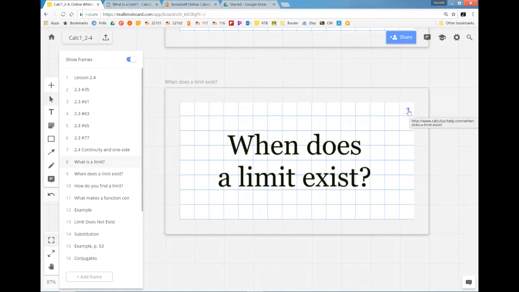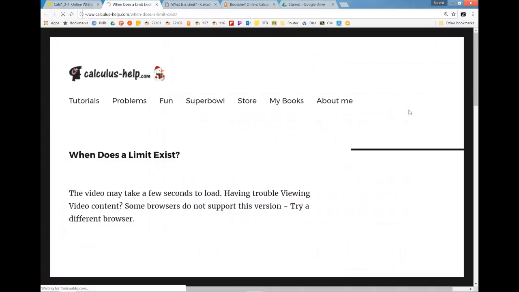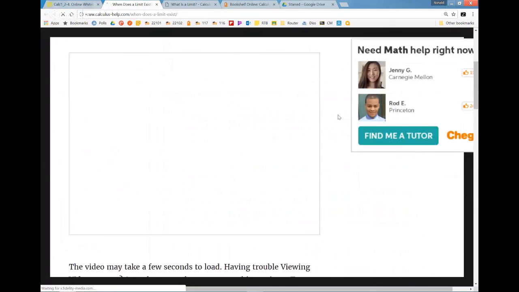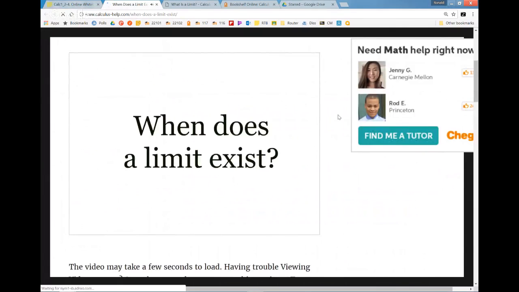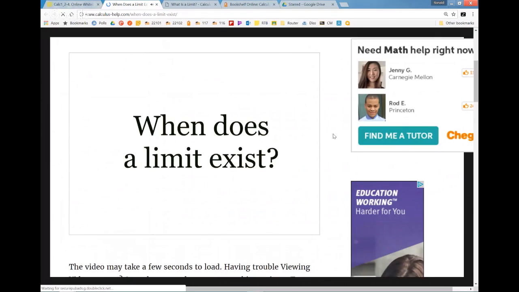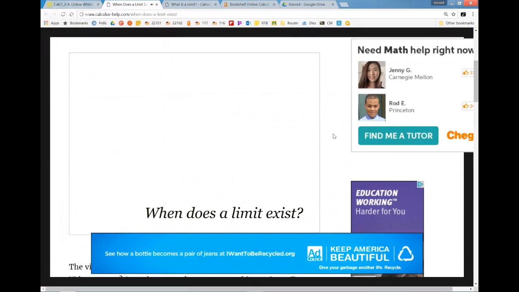When does a limit exist? Now you have some idea of what a limit is, and we need to talk about when a limit exists. To illustrate my point before we get started, let's set up an example.